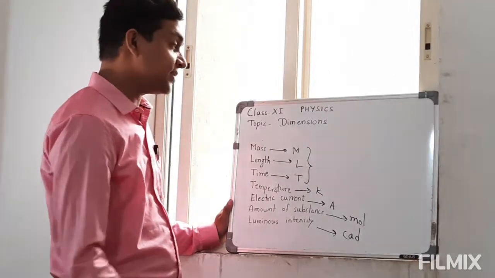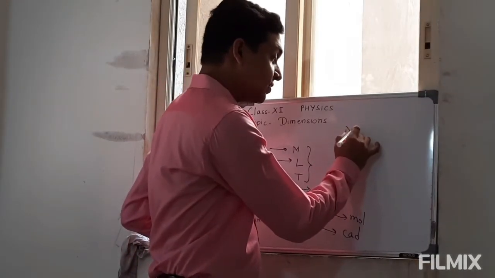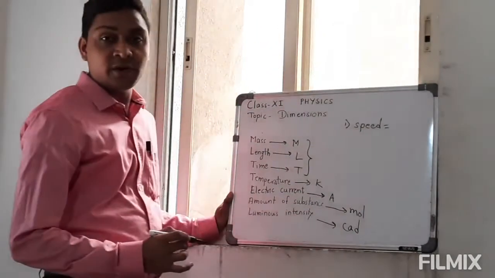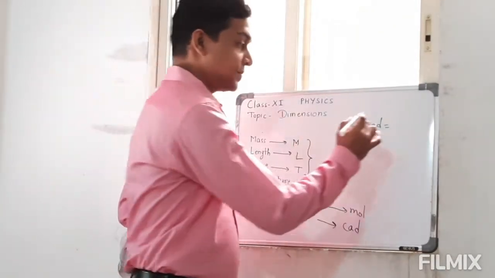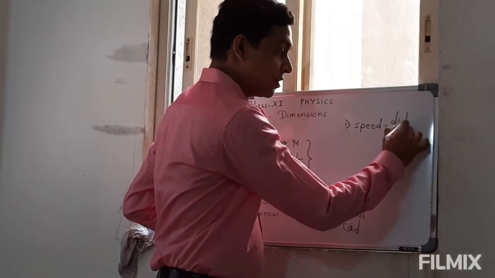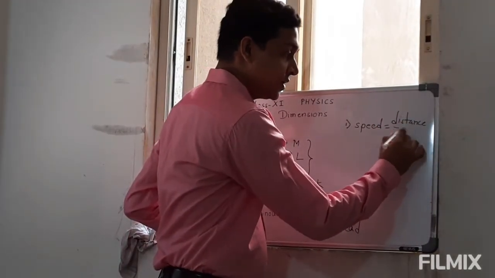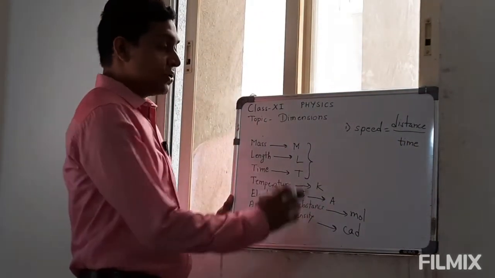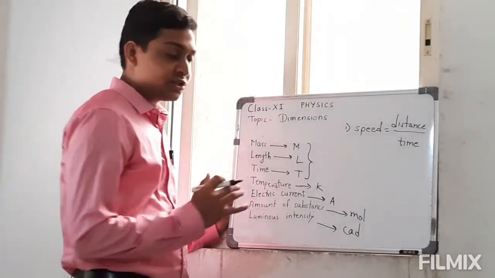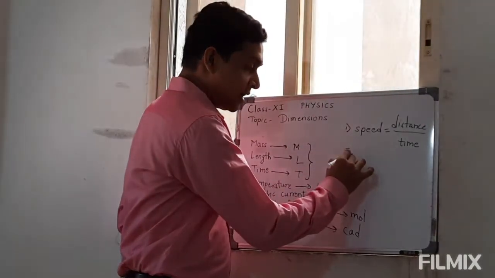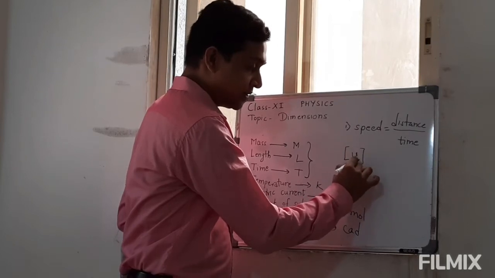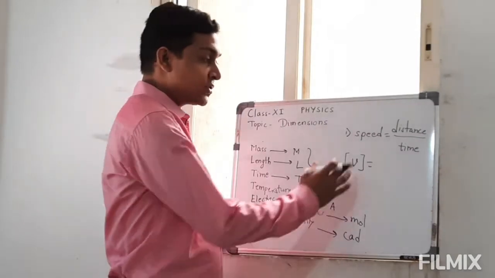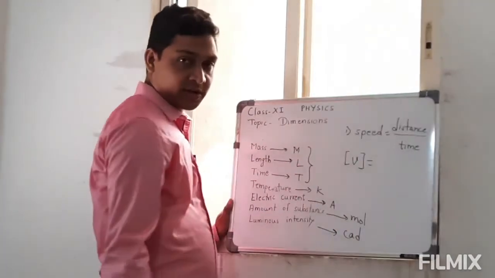Suppose, for example, first we take speed or velocity. What is the formula for speed? Speed is distance upon time, that you already know. So whenever we want to express dimensions, we need to use a square bracket and the symbol for that quantity. The symbol of speed is V. Now go to the formula. Speed is equal to distance upon time.